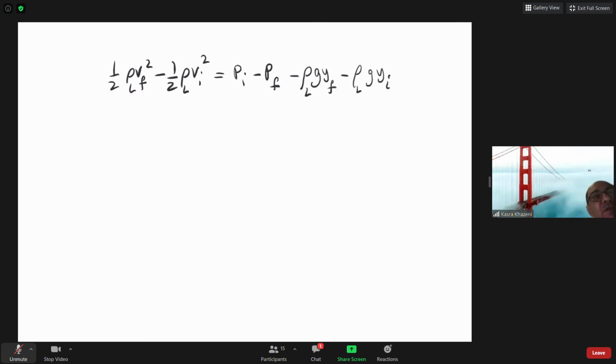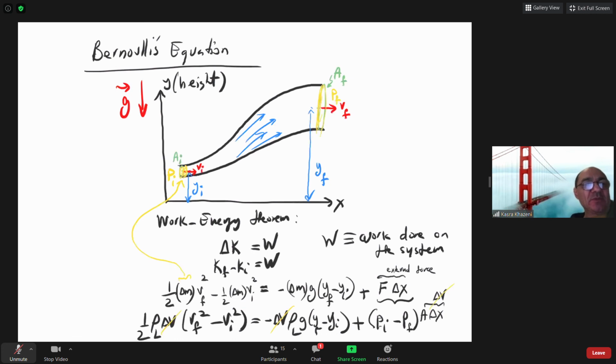Okay, so I just rewrote the equation with the things that I dropped out. So this is still the same equation at the bottom. I'm just cleaning it up.